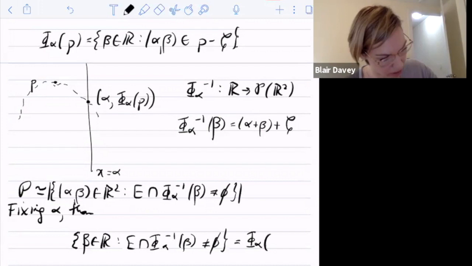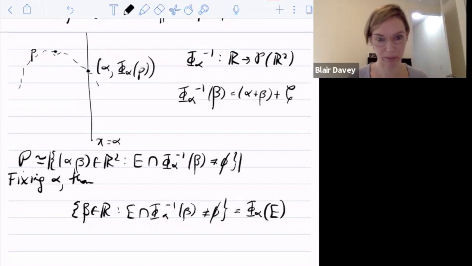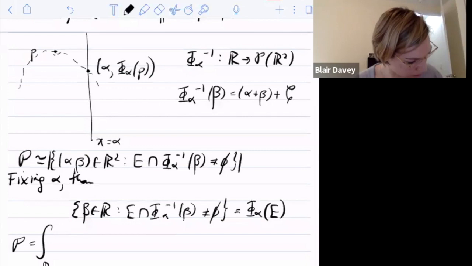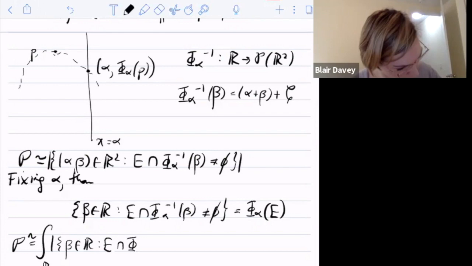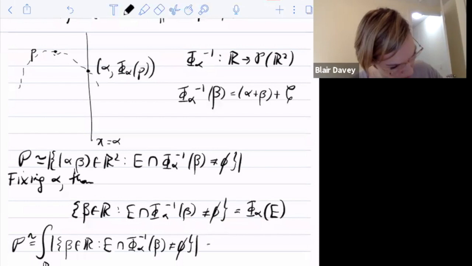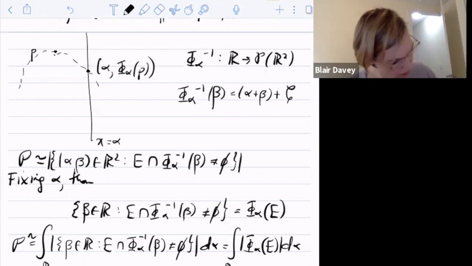So if we follow the idea of what we saw before by rewriting the probability using Fubini's theorem, we get that this probability is proportional to the integral over R of the measure of all such beta. So fixing alpha and then integrating d alpha, the integral over R of the measure of this curve projection of our set E. And so this is how we're going to define the Favard curve length of our set E.